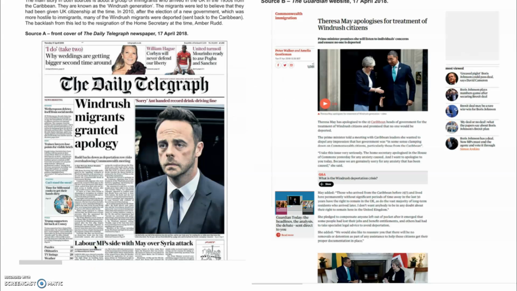So first, let's remind ourselves of the sources. You had your two sources, source A and source B, the Telegraph and the Guardian, with a focus on the Windrush story. Then you had your four questions, to consider basically how the representation is being used and how we can apply certain theorists to what we see in these sources.